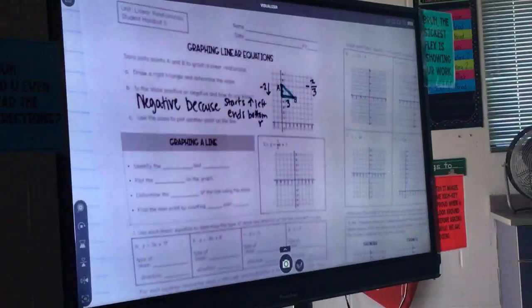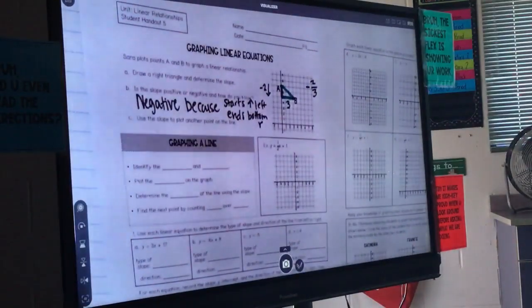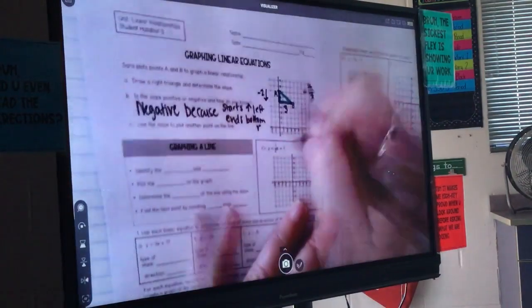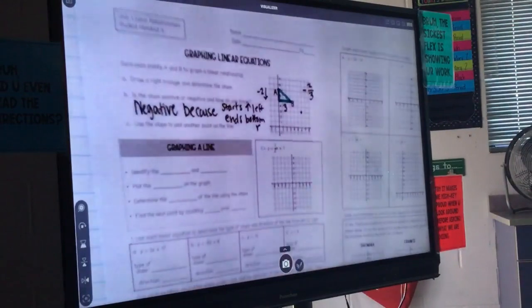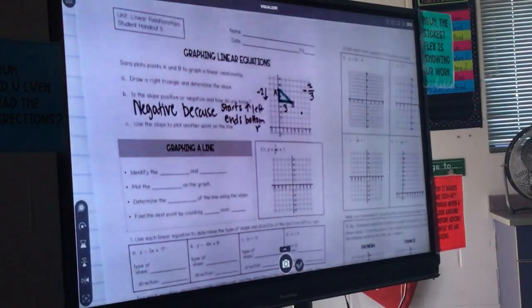Okay, and then the last one, it says use the slope to plot another point on the line. So this can be 6, 3. That's really the only other point that you can plot. Okay, so you go over 6 and up 3. All right, questions?